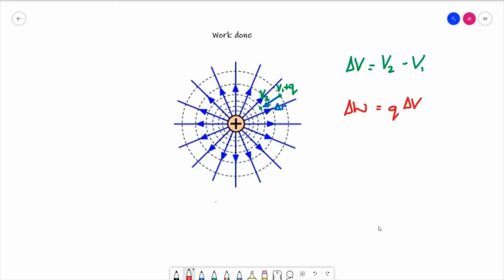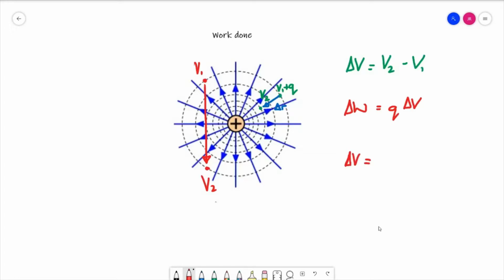Now, interestingly, if we take 2 points, I'll take this point here, V1, and I will take a point here, V2. And we're going to imagine moving a small positive test charge from point 1 to point 2. What will be the work done in moving a small positive test charge from that point labelled V1 to that point V2? Well, firstly, we have to think about what the potential difference is.